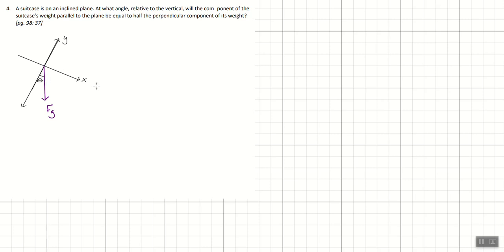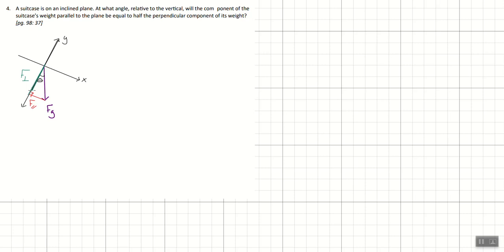There it is. And I'm trying to figure out when the parallel component is half the perpendicular. So parallel to the surface is what this is referring to. If I were to draw my right triangle here using theta, this is the force that's parallel to the surface. And then it also asks me, when is this value, F parallel, half of the perpendicular? And I'll make that a little bit more bold.